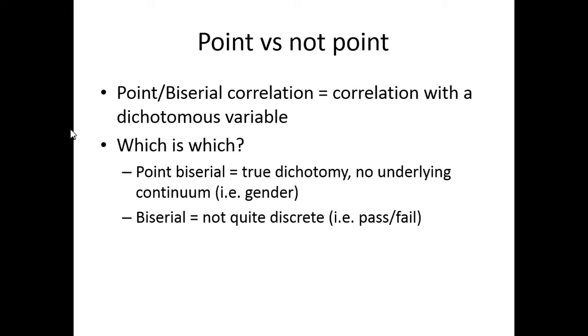A biserial correlation is something that you have forced into a dichotomy. So we force a pass-fail on classes, but there really is a score underneath that. So it is either a point biserial, which would be rpb, which is a true dichotomy, or a biserial correlation, so rb, which is not truly a dichotomy. So think about it this way. If it's a point biserial, it has two distinct points, nothing in the middle. If it's just biserial, I have forced it to have those points, but it is not distinct.